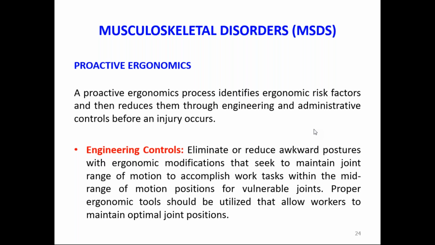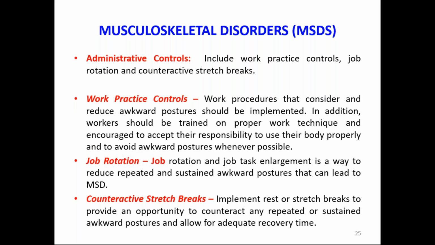Then proactive ergonomics is a process that identifies ergonomic risk factors and then reduces them through engineering as well as administrative control. So we have already discussed all these things with the help of that picture or diagram. Then in the administrative control, we have already discussed with examples. This is the work practice control, then job rotation and counteractive stretch breaks. So these are some of the methods under the administrative controls.